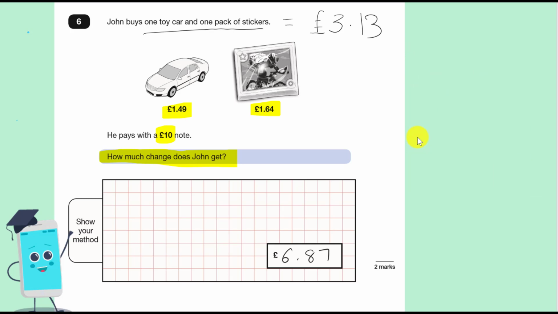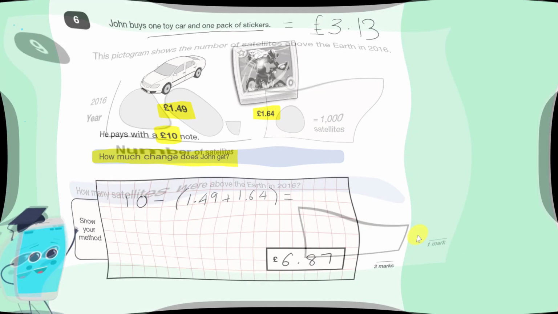The number sentence that we did, if I used brackets, is 10 take away, and in brackets I'm taking away £1.49 plus £1.64. That's what the number problem looks like if I wrote it as a number sentence. John started with £10 and he subtracted the car plus the pack of stickers. That's what he paid, and what was left is our answer of £6.87.